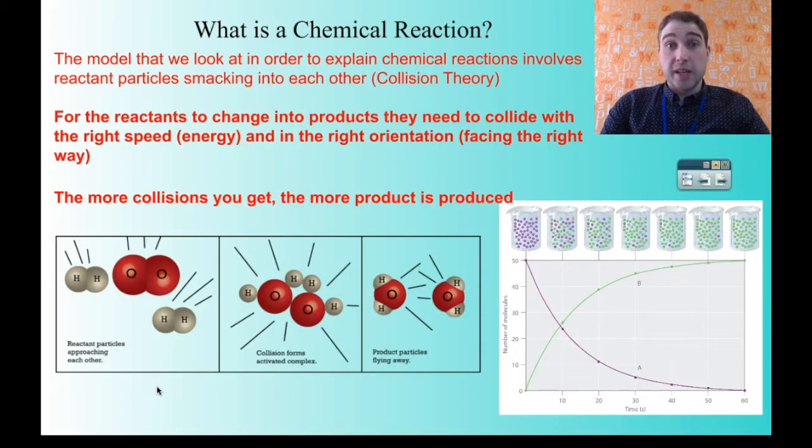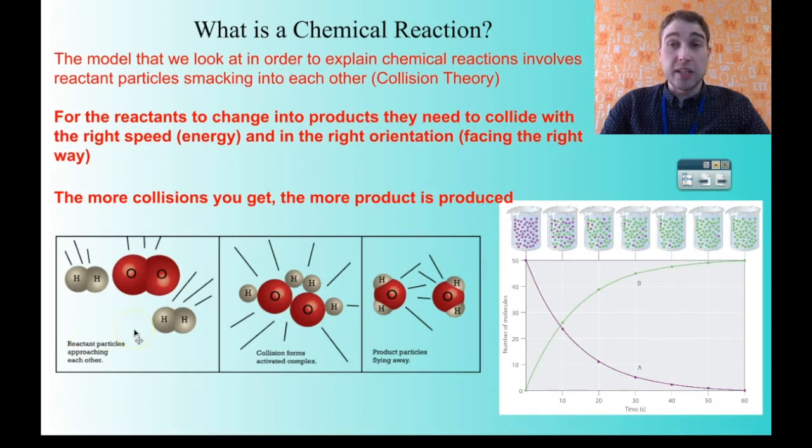So why do we get a curve like that? Well, it all boils down to something called collision theory. Collision theory is talking about how you make products from reactants. So if you want to make a product, you need to have your reactants colliding with enough speed, which is energy, and in the right orientation, facing the right way, and then you'll get your products being produced.